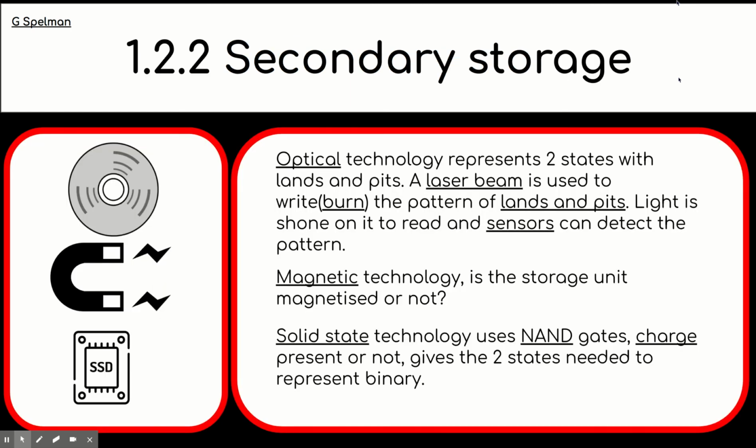What have we learned? We've learned about optical, magnetic, and solid state storage. And for each of them, we learned how there can be a pattern that would then represent our ones and zeros. Laser beam technology is used for optical. Whether or not a storage unit is magnetized is used for magnetic, and electronic NAND gates are used in flash technology.